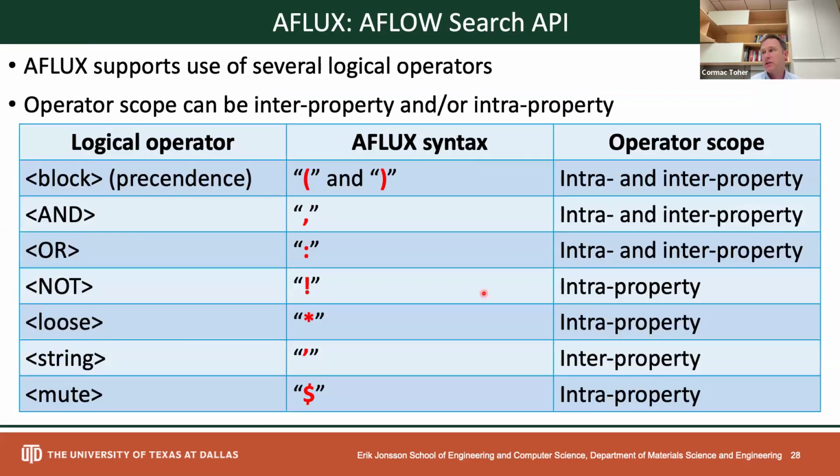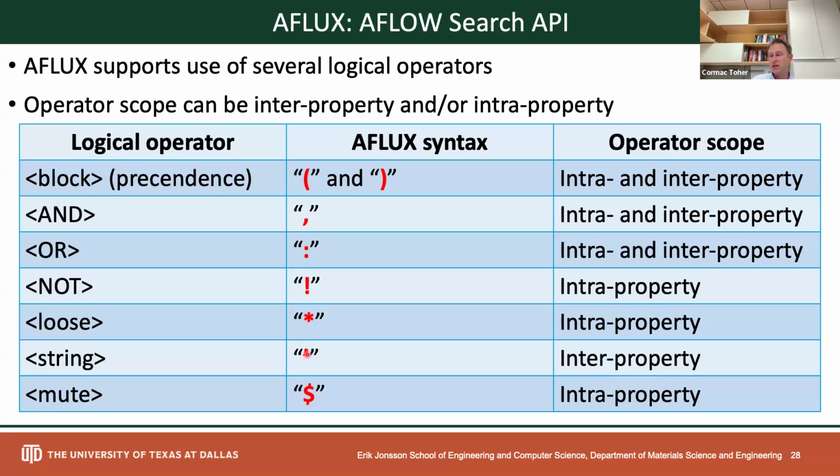So then if we want to go into how AFlux actually works, you've got several different logical operators, and the operator scope can be both inter-property or intra-property. I'll talk a bit more about how this works, especially for the logic operators, when we start doing some examples. The first thing we have are these block operators that set precedence. These are basically just parentheses. We have an AND operator that's represented by a comma. An OR operator is represented by a colon. A NOT operator is represented by an exclamation mark. A loose operator is represented by an asterisk.